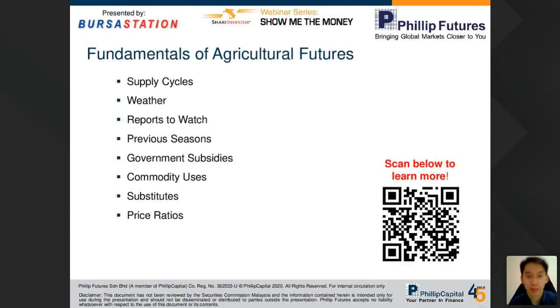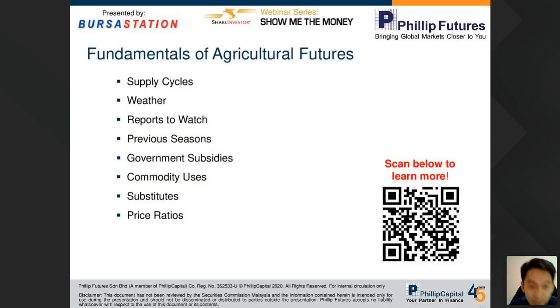Okay, now we move on to the fundamentals of agricultural futures. As you can see here, there's a lot of factors. If you wish to learn more, you can scan the QR code here, so you can arrange an appointment with us. We'll arrange an appointment so we can guide you through more on agricultural futures or whatever on futures trading. Due to time constraint, I'll only cover a few factors here.